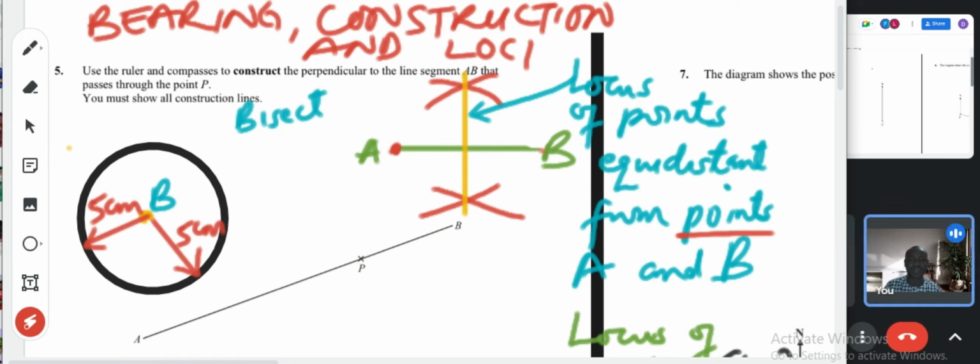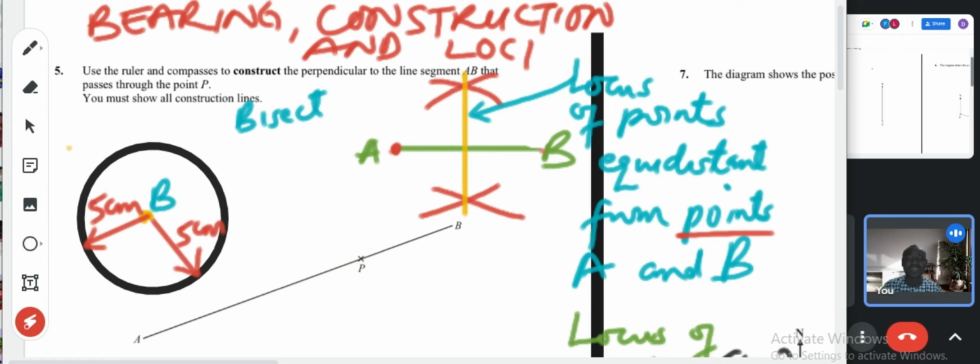You get a compass, open it to a radius, usually more than half of AB, and after placing it at A, make an arc up. You place it at B again and make an arc to cut. You do the same thing below it: make an arc at A, also place it at B and make an arc. And then you join the two positions. These are the locus of point equidistant from two given points, A and B.